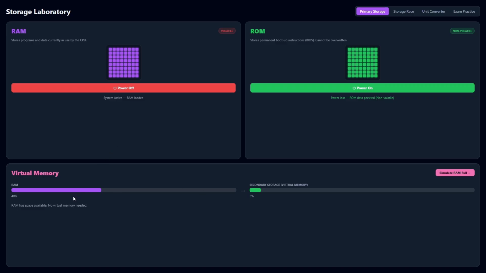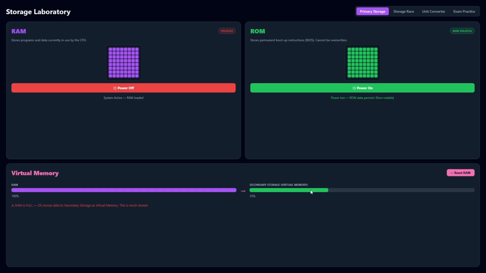Now, virtual memory. This is temporary memory used when RAM has no more space. The secondary storage is used to store data that might be needed. So let's simulate the RAM is full, then we move things over to virtual memory, which is on the secondary storage device, a hard drive or SSD, which is much slower than RAM.